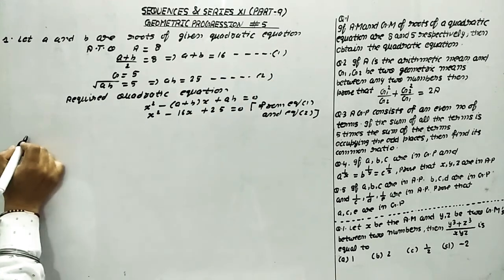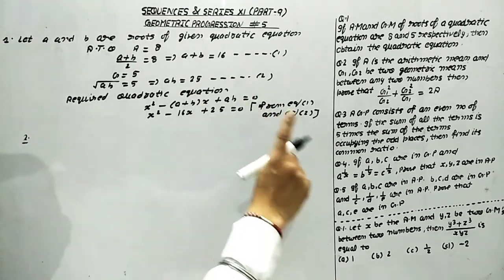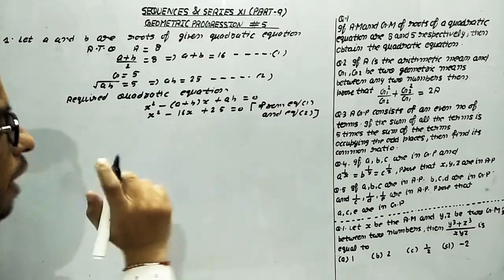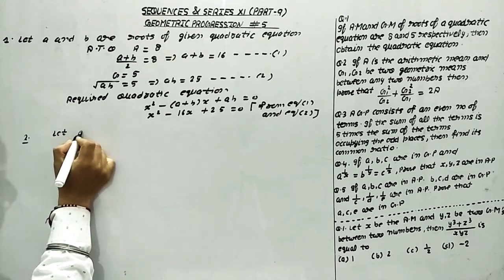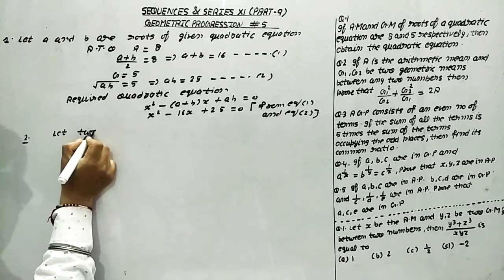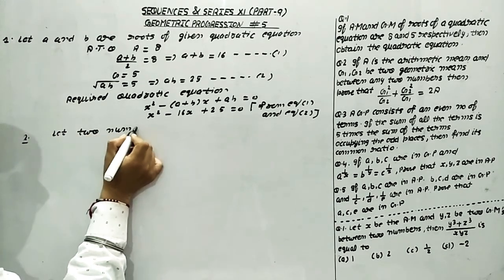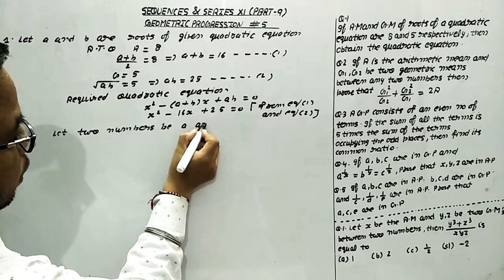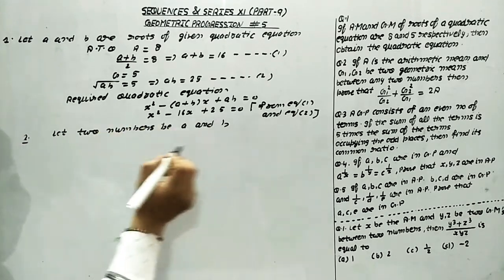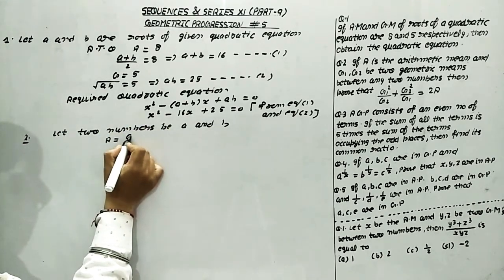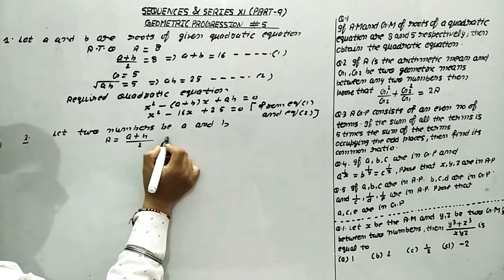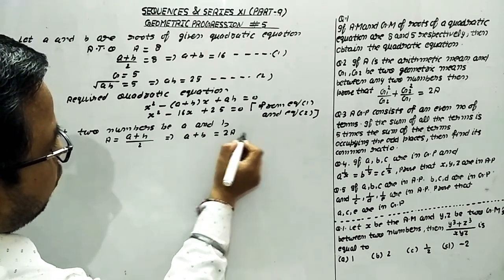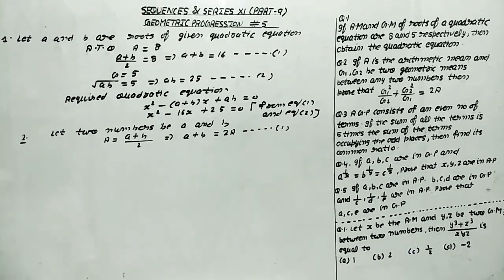Now look at question number 2. In question number 2, if A is the arithmetic mean and G1, G2 are two geometric means between any two numbers. So first of all, let the two numbers be A and B. Now what they are saying, A is the AM. It means A is equal to (A plus B) upon 2. It implies that A plus B is equal to 2A. Let us suppose this is equation number 1.